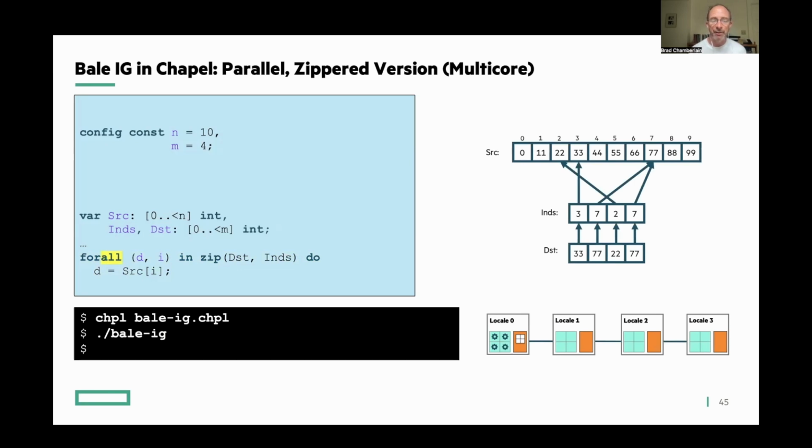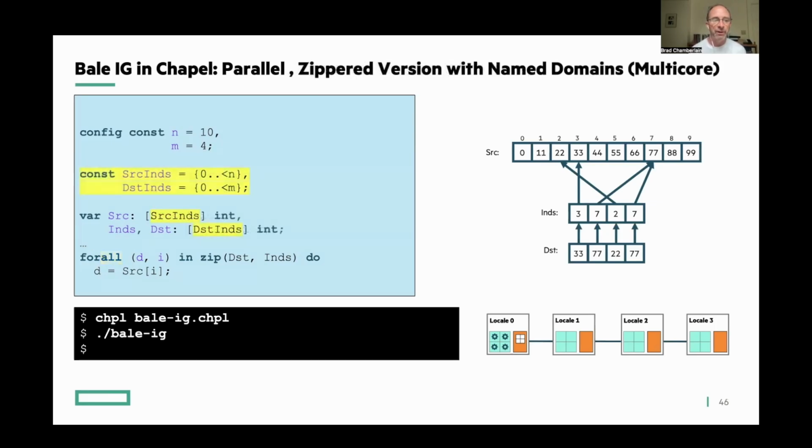The first step is I'm going to name the index sets of my arrays here. So where before I just used the anonymous ranges 0 to n, 0 to m, here I'm going to name those source indices and destination indices, and then declare my arrays over those named index sets. We call these domains in the language. So this is the exact same computation as before, just using some named variables instead of the anonymous domains that I used before. But now that I've named them, I can distribute those index sets, which will cause the arrays themselves to be distributed across my compute nodes, and the parallel loop to also be distributed across my compute nodes.